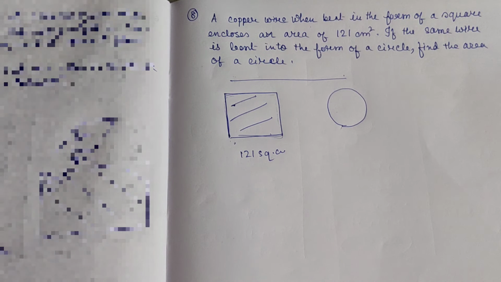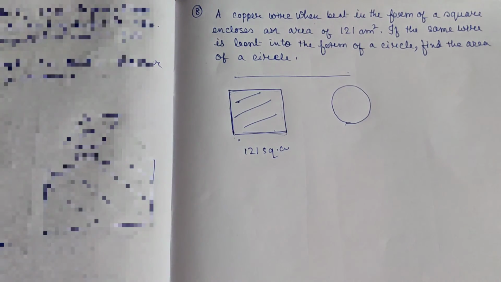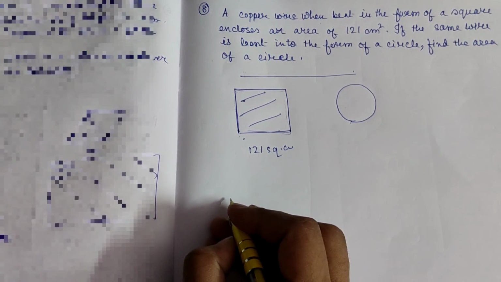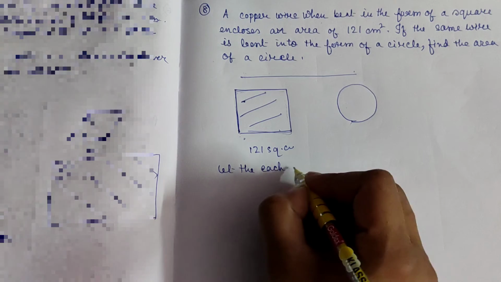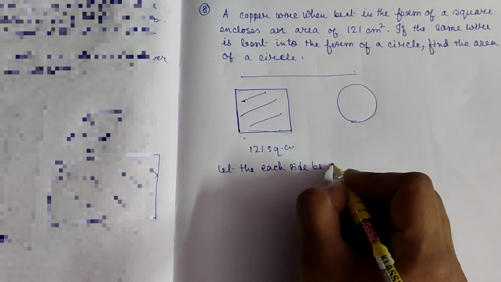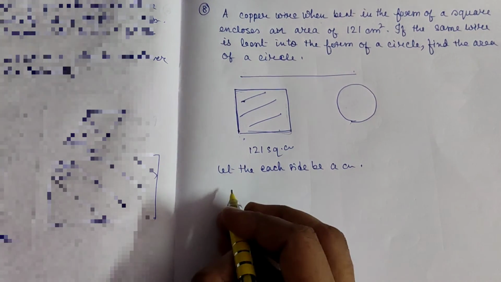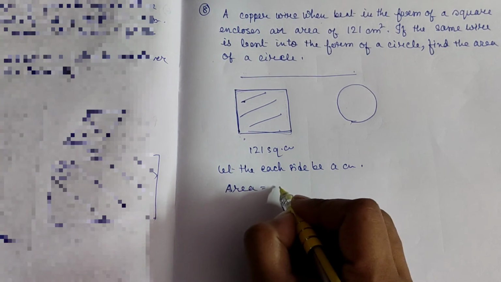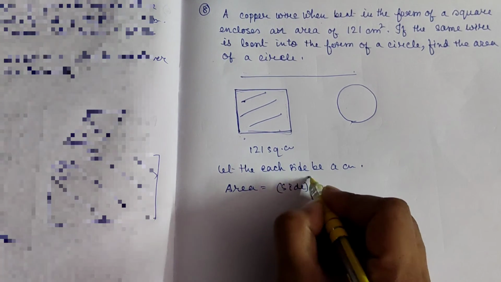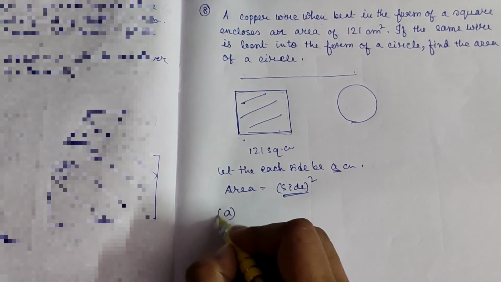Though it sounds a bit tricky and tough, don't get confused with that. This is a square that I know. The area also I know. Each side of the square is unknown, so let each side be a centimeter. So the formula of the area of a square is what? Area equal to how much? Side square. Here each side is a, so I'll write a square.